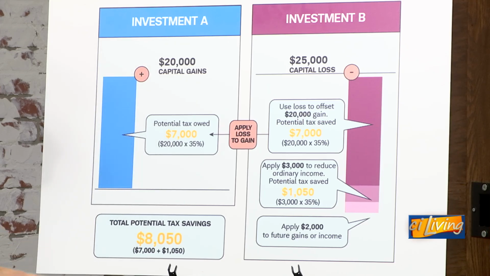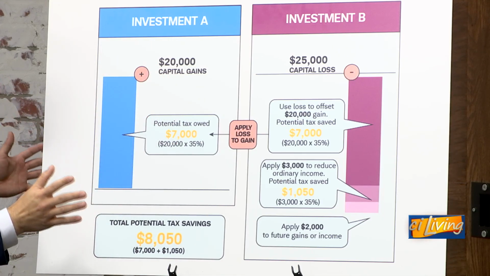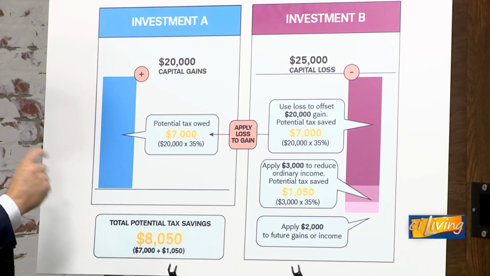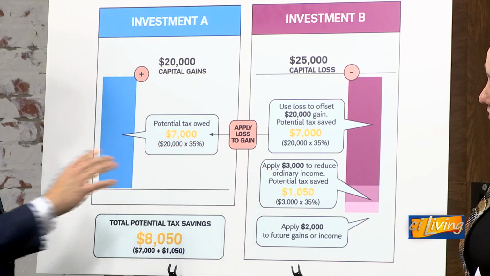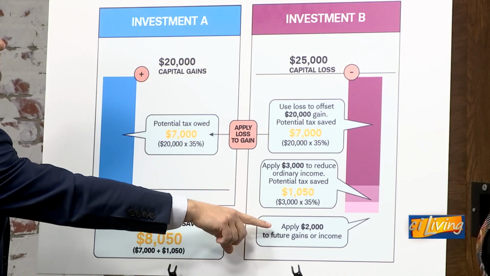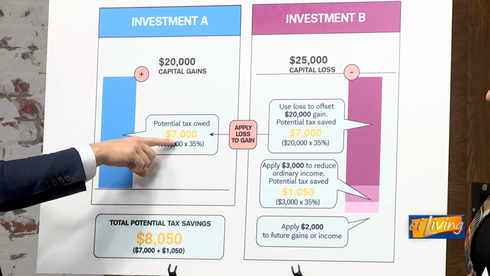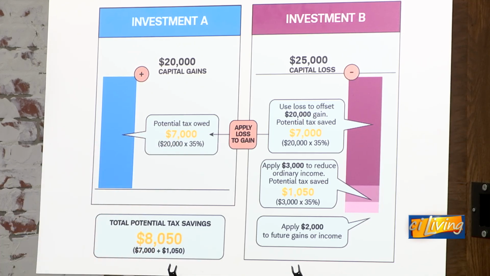Losses don't have to be a bad thing, okay? Because what ultimately is going to happen is $20,000 of that loss is going to offset all of the gains here. So there's no taxes owed on that gain that I need for whatever that purchase might be. I also get to use $3,000 to offset my other income sources, thus saving taxes, and then I can even carry over $2,000 to the next year. And so I went from paying $7,000 in taxes to now saving over $8,000 in taxes.